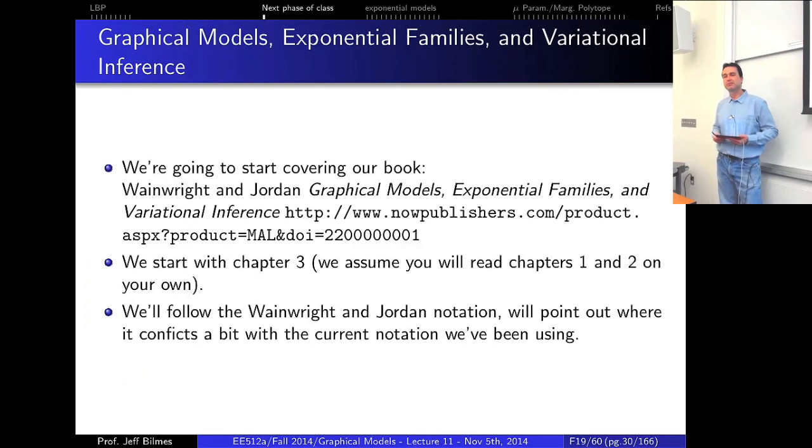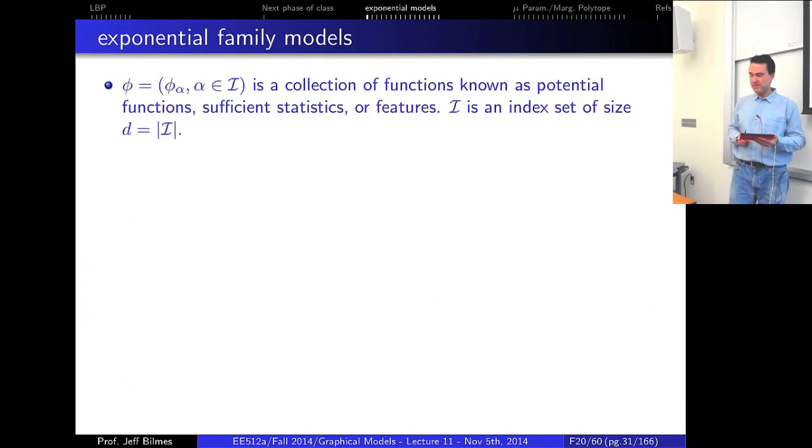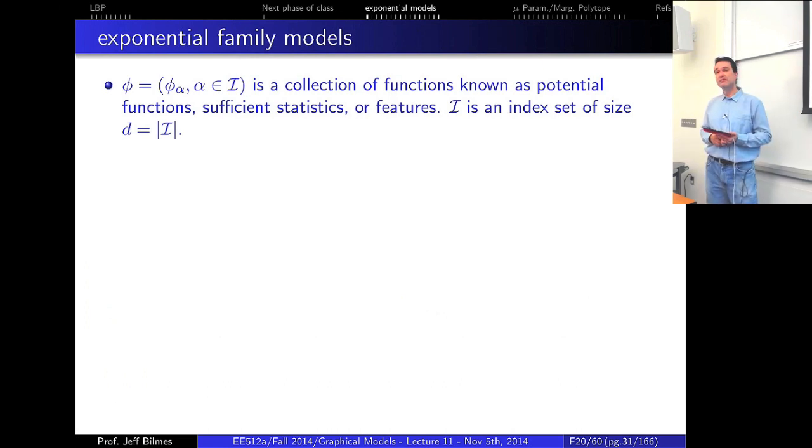Okay, so any questions on what we've talked about so far? Okay. So let's talk a little bit about exponential family models. This is a very big topic in statistics, and we're obviously not going to be able to do it justice in one course, let alone one lecture. But let's just talk about it for a bit. This is also going to be our morph from the current notation that we've been using to the notation that they use in the Wainwright-Jordan book. The notation isn't so drastically different, but I will point out the differences as we go along.